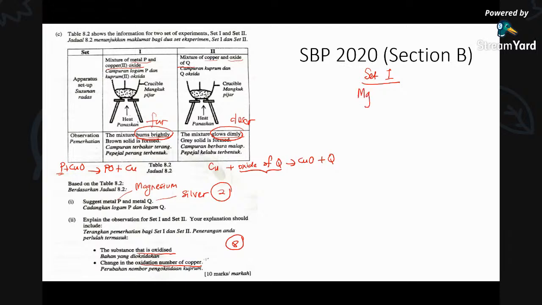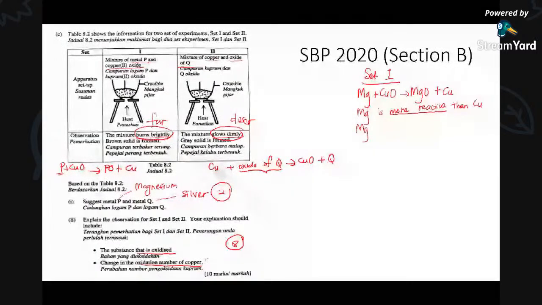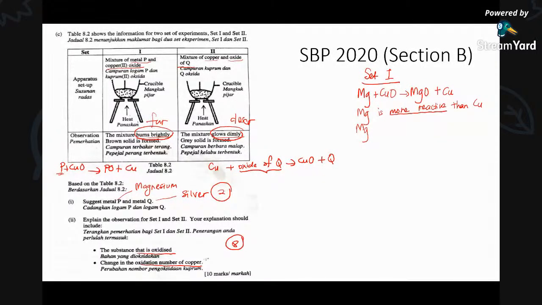Magnesium plus CuO. Okay, so you have to again say magnesium is more reactive. So you have to use the word more reactive. Like I mentioned to you just now, for the reactivity series, you have to mention the word more reactive, not more electropositive. Okay, more reactive than copper.